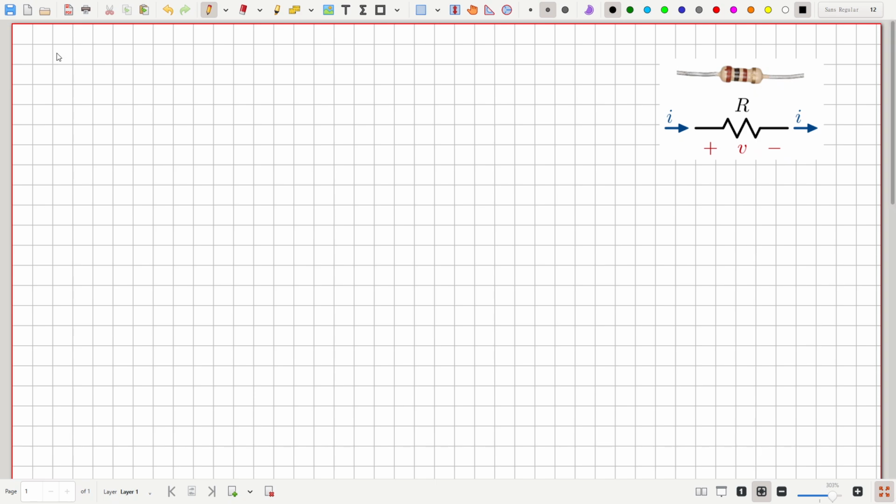Today our topic is resistors and Ohm's law, which is the law that characterizes resistors. Over here we have a little image.